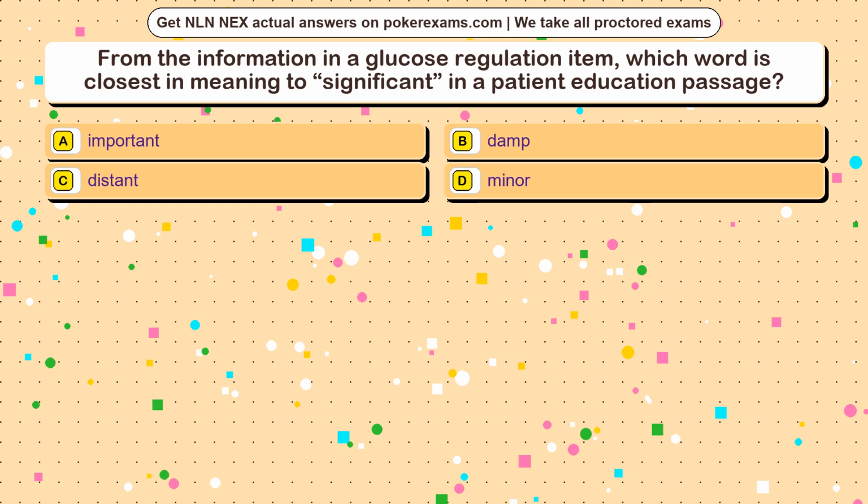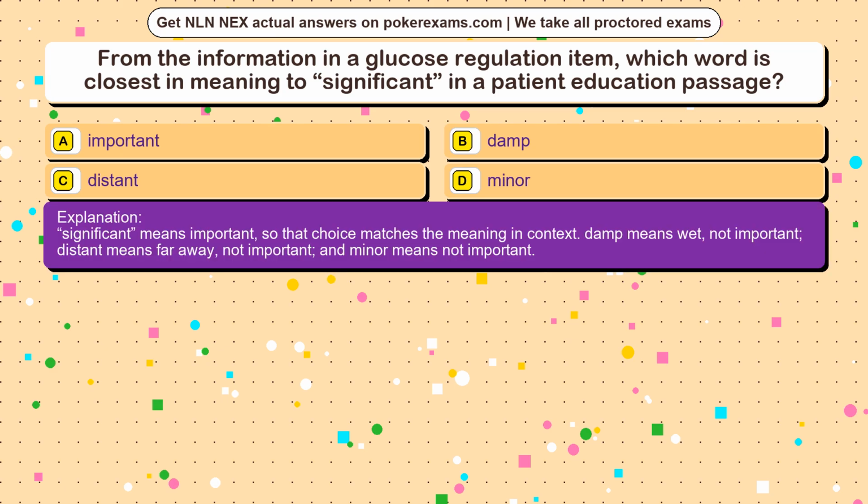The correct answer is option. Significant means important, so that choice matches the meaning in context. Damp means wet, not important. Distant means far away, not important, and minor means not important.